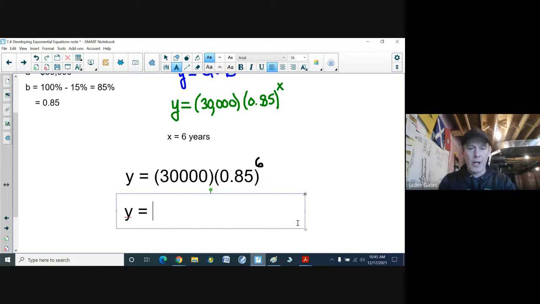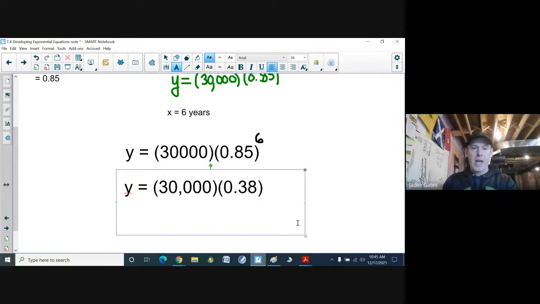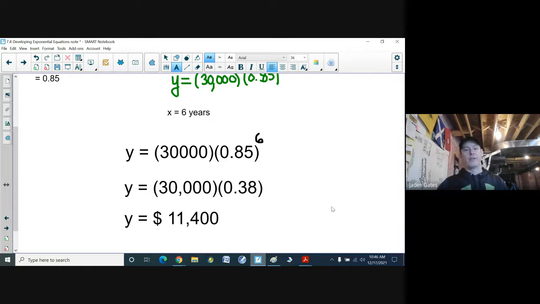Let's check it out. Y equals, again following BEDMAS, I got my $30,000 car, and now I take my 0.85 and take it to the power of 6. I end up with 0.38, going to 2 decimal places. And now finally, the value of my car after 6 years, if you're lucky and it's in nice shape, because cars do drop in value a tremendous amount, would only be worth $11,400. And there we go.